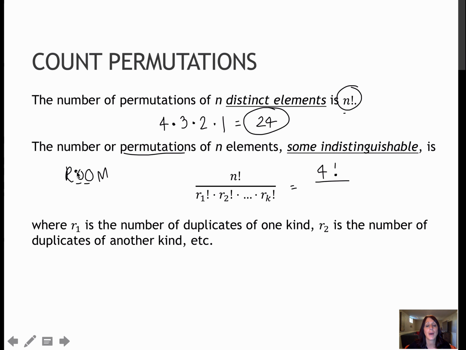So if I was doing that, instead of 4 factorial, I would have 4 factorial on the top, and then on the bottom, if I have some that are indistinguishable, meaning those 2 are essentially the same thing, I would then say that's 2 factorial on the bottom, because I have r1, the number of duplicates of one kind. So I have 2 values that are the same, and so that's 2 factorial. So this is 4 factorial over 2 factorial, which is 12 different ways, because that would be 24 divided by 2 times 1, which is 2. So 24 divided by 2, which is 12. So that's the number of permutations if some of them are indistinguishable.